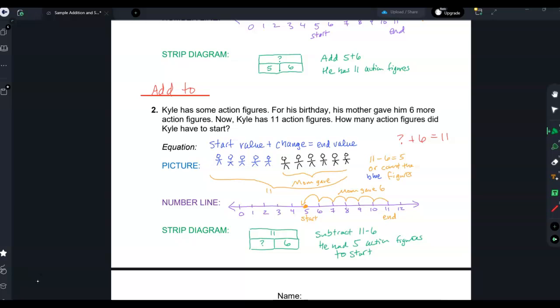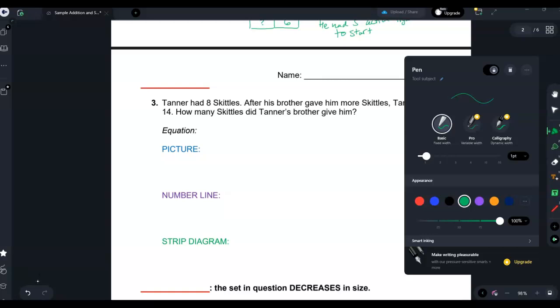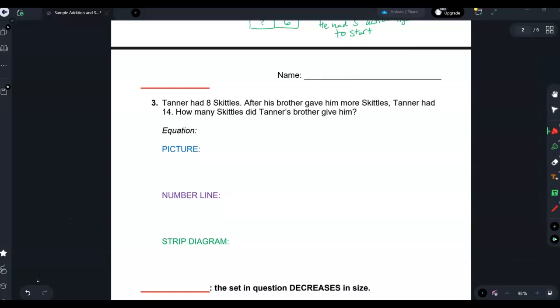Let's look at another one. Tanner had 8 Skittles. After his brother gave him more Skittles, Tanner had 14. How many Skittles did Tanner's brother give him? So if we look at what's happening in the problem, Tanner has a certain number of Skittles. We are changing that when his brother gives him some, right? And it says it gives him more, so we are increasing that. And then we have an ending value. So this is again an add to problem.